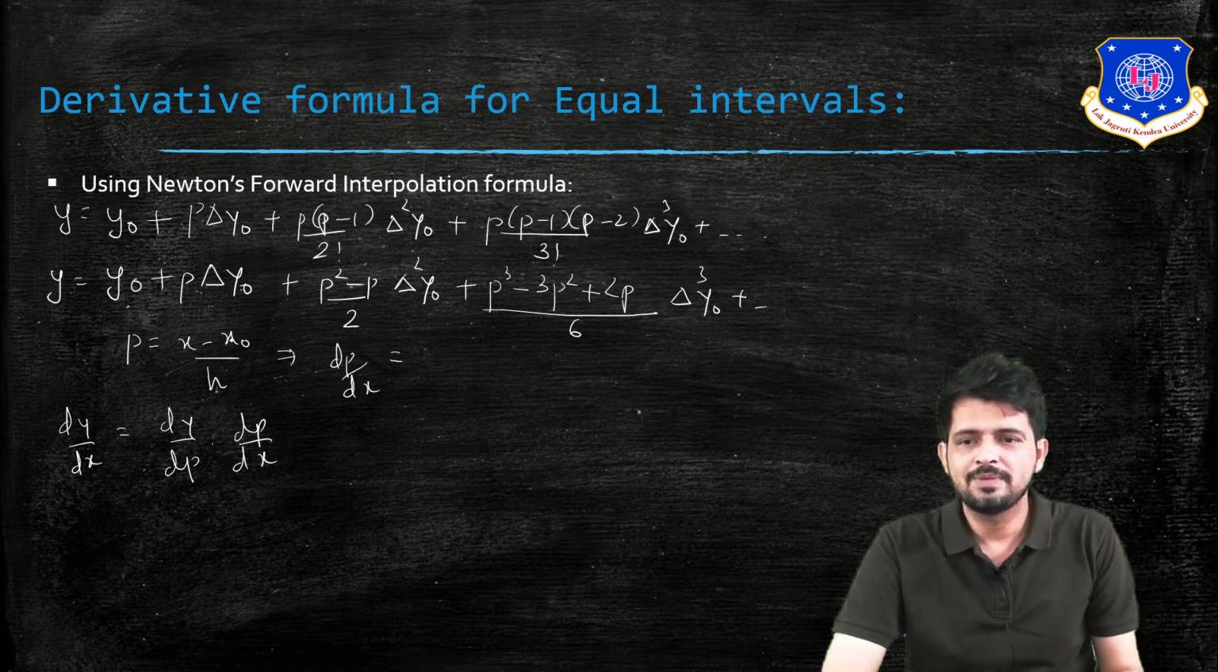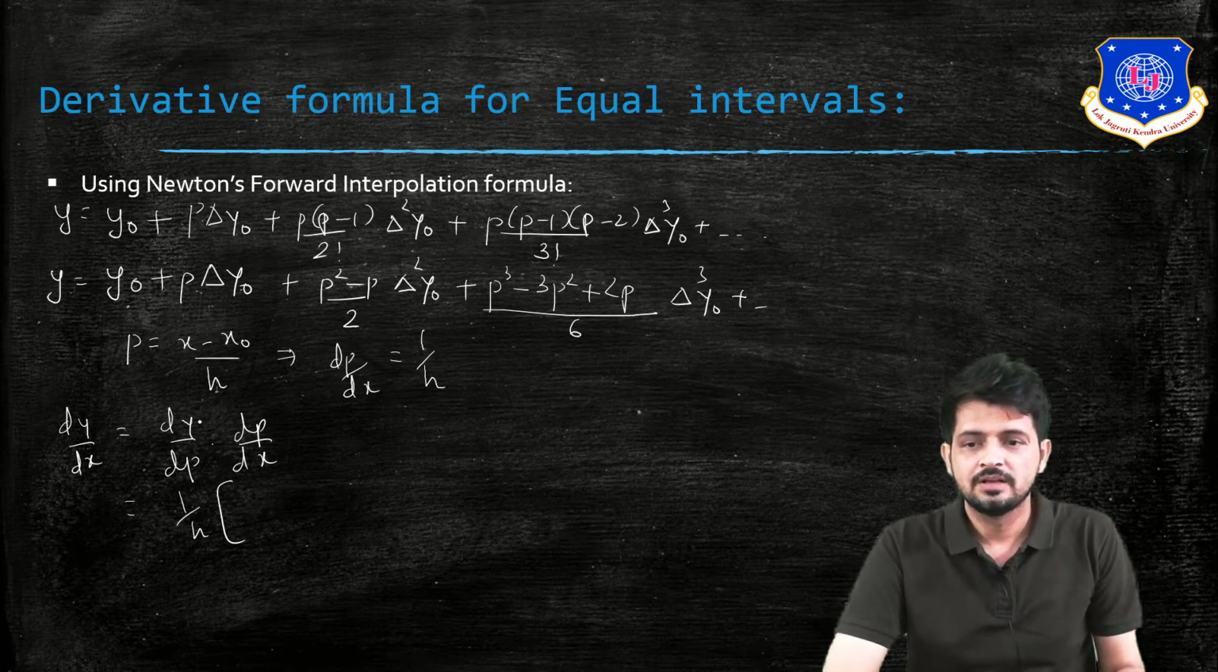See, dp by dx, here x0 is any value, so the derivative of a constant will be 0, the derivative of x will be 1, so dp by dx will be 1 upon h. So I can write here 1 upon h into the derivative of y with respect to p. So if I find dy by dp, what will the dy by dp be?